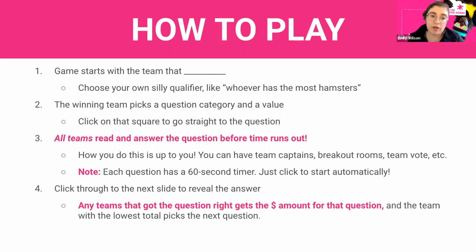The team that is going first is going to pick the category question and whatever value, so 200, 400, etc. And then you go straight to that question after the team picks. And all of the teams are going to read and answer the question before the time runs out. So that's the key difference in the way that we're going to be playing today.